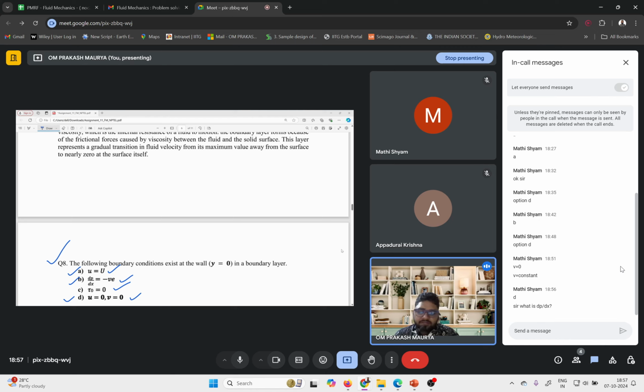dp by dx is nothing but just the change of pressure with respect to x. As you move in the x direction, that is the flow direction, how your pressure will change.